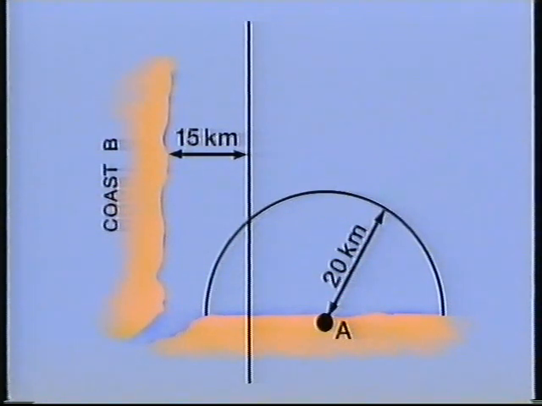Where is the ship? Well, we know the ship is where these 2 regions overlap. This is where the ship might be.